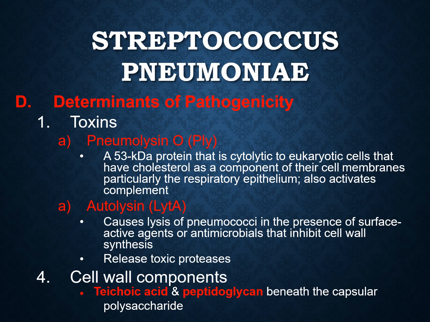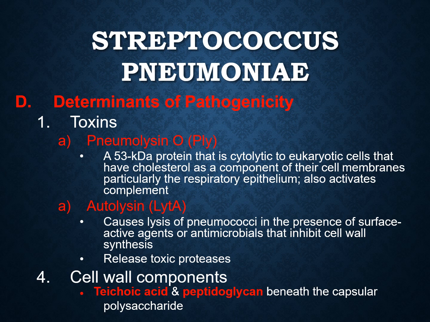Another important antigenic structure is toxins. They are one of the most important determinants of pathogenicity. These organisms produce mainly two types of toxins. One is pneumolysin O and another one is autolysin. Pneumolysin is a 53 kilodalton protein that is cytolytic to eukaryotic cells like those of human beings. It acts on cholesterol as a component of cell membranes, particularly the respiratory epithelium. It also activates the complement.